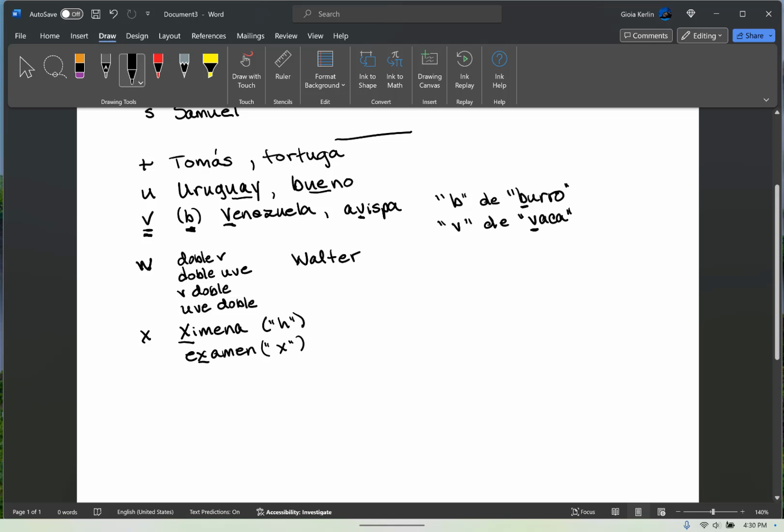The next letter has two different names. You can call it Y, like the textbook does, or you can call it i griega. Textbook uses the name Y. When I learned the Spanish alphabet, I learned i griega, meaning Greek I. That's what it means. But it sounds like ja. For example, Yolanda.